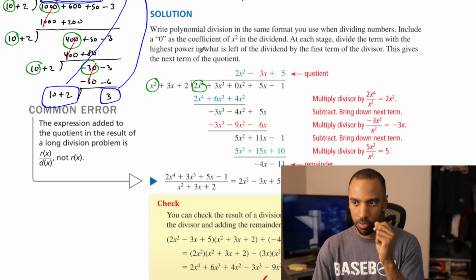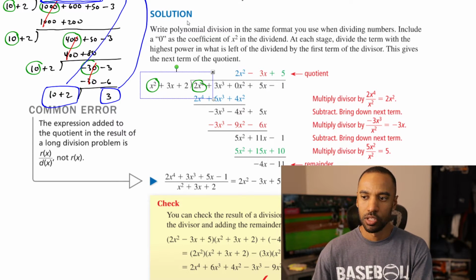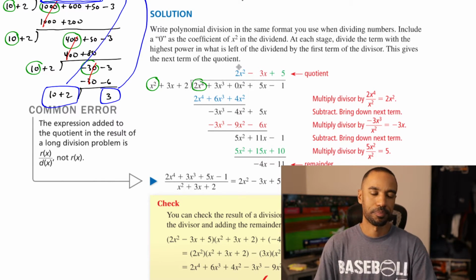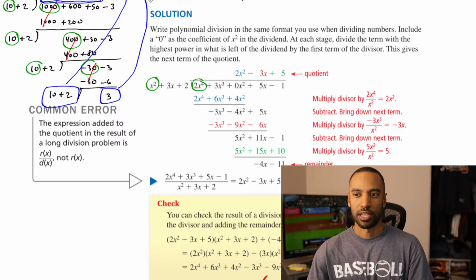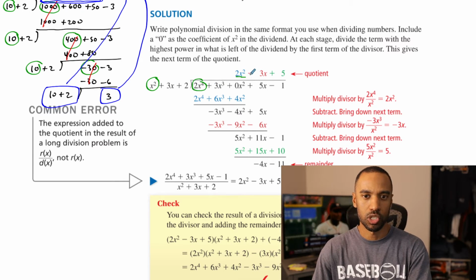This gives the next term of the quotient. So we're going to see how many times x squared goes into 2x to the 4th. This is 1x squared, remember. 1 goes into 2 two times, and x squared goes into x to the 4th x squared times, so it's 2x squared.